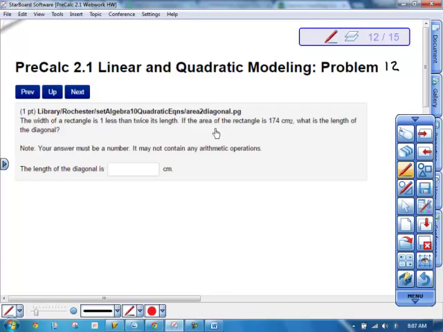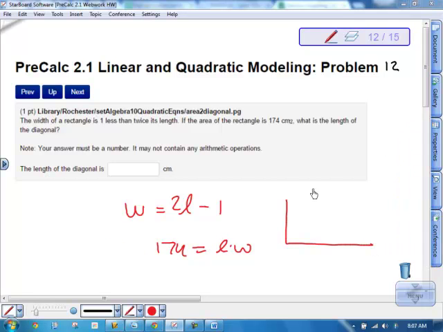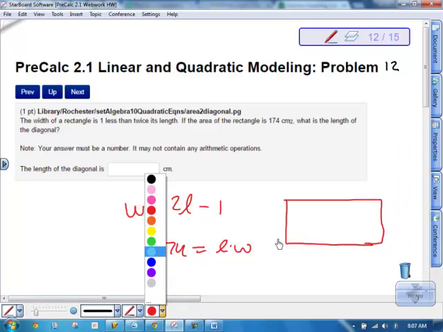Okay, the next problem says the width of a rectangle is 1 less than twice its length. So the width of the rectangle is 1 less than twice its length. That would be that equation. And then it gives us the area is 174. Now we know that area is equal to length times width. So we have two equations now with two variables. I mean, it might help to draw a picture. Just always draw a picture. It's a good idea.